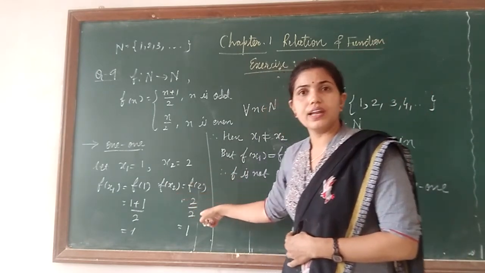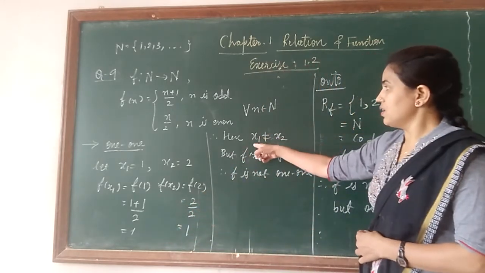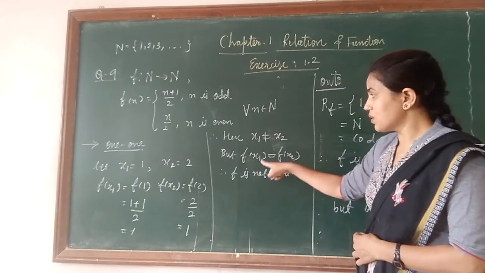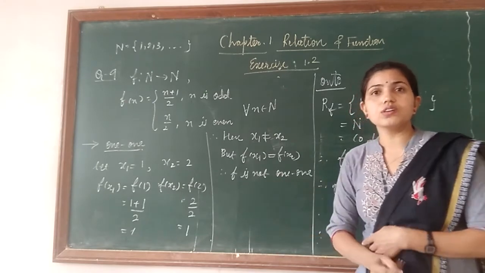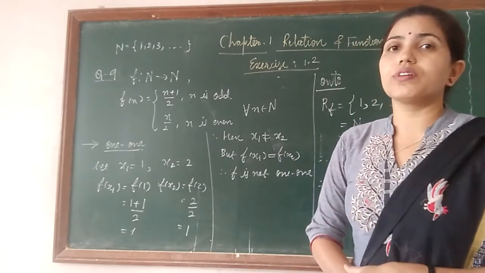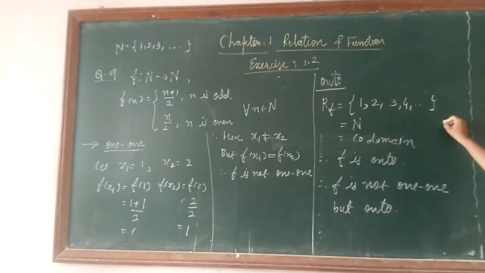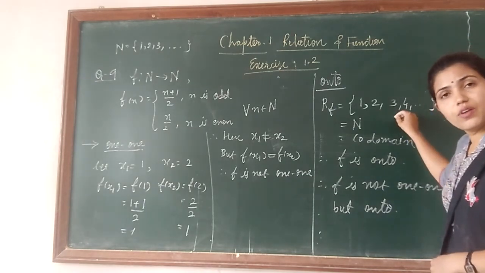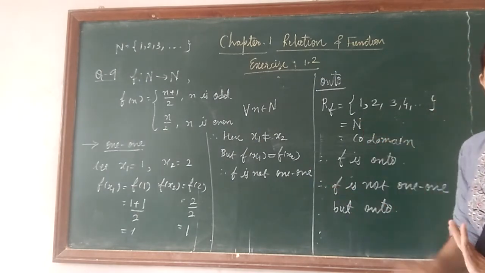Then f of x1 and f of x2 we can find are the same. And here x1 is not equal to x2, but f of x1 is equal to f of x2. Therefore the function is not 1-1. So I think now you remember, students, how to prove the function is 1-1 and onto. Then next is ontoness. For ontoness, we find the range of the function. If it is equal to the codomain, then the function is onto.